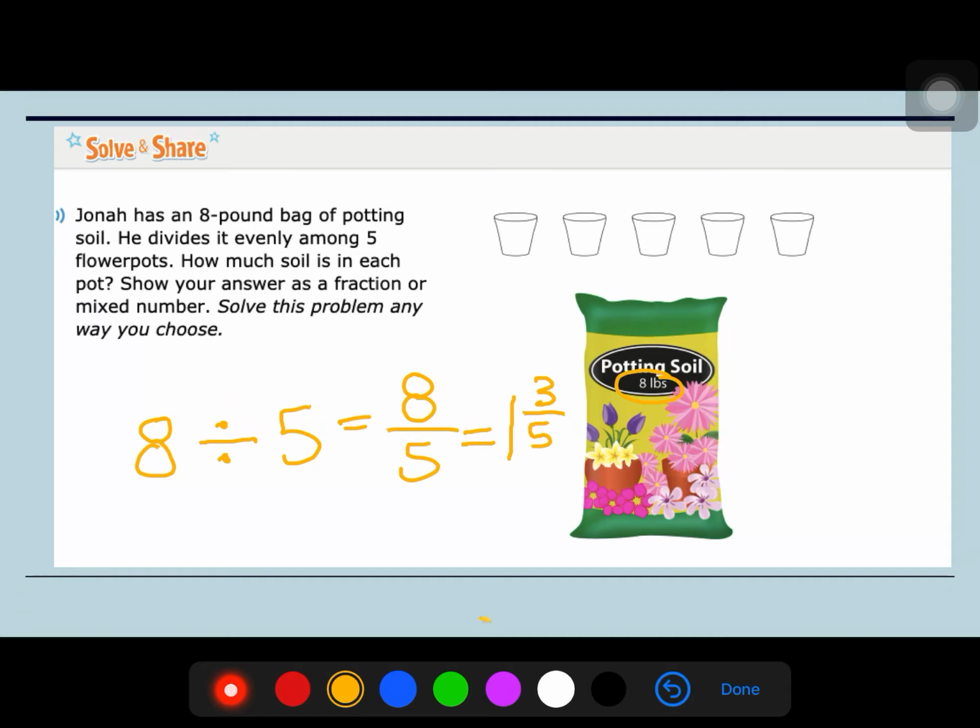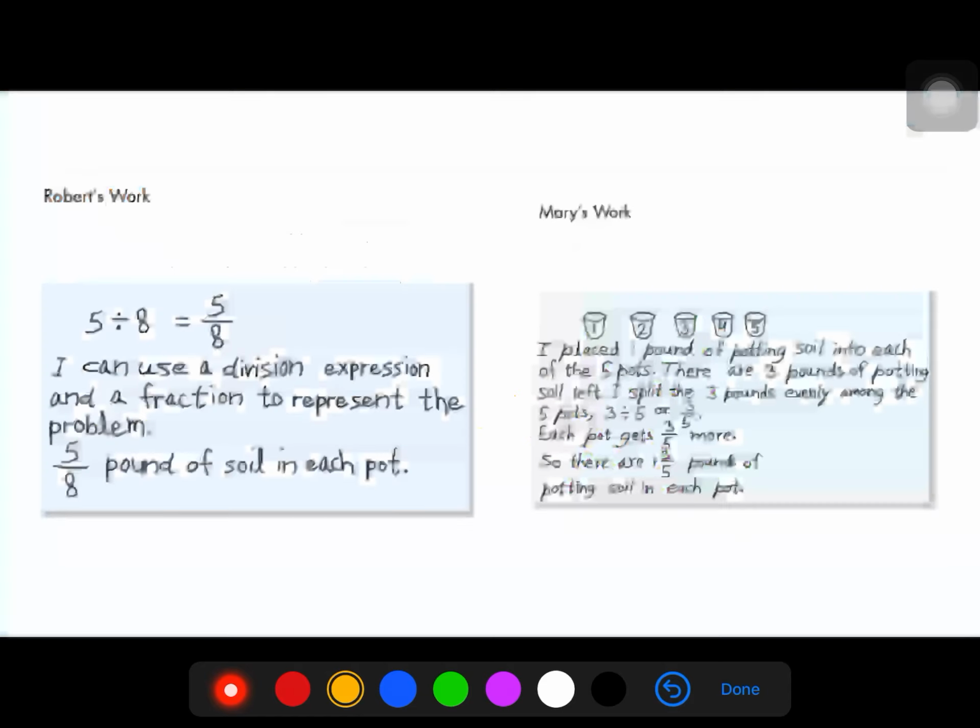Let's look at how our friends did to solve this. Robert said 5 being divided by 8. I can use a division expression and a fraction to represent the problem. 5/8 of a pound of soil in each pot. What did Robert do? He divided the pots and not the soil.